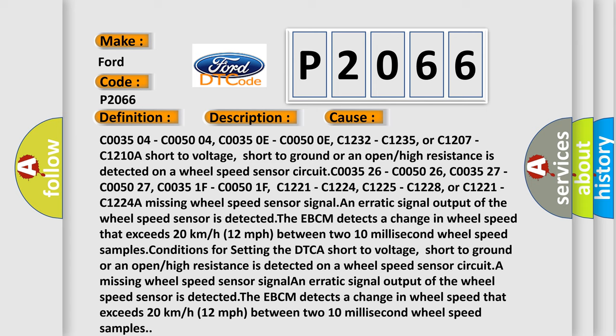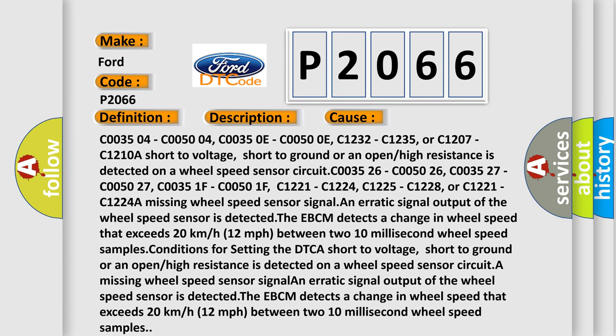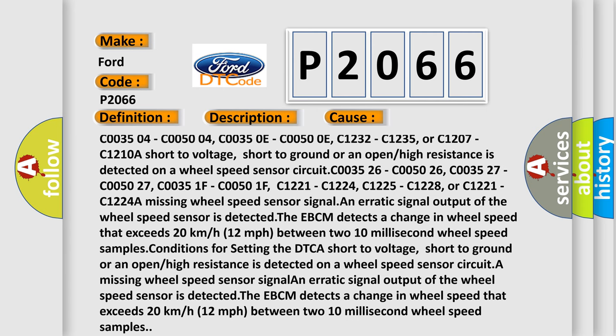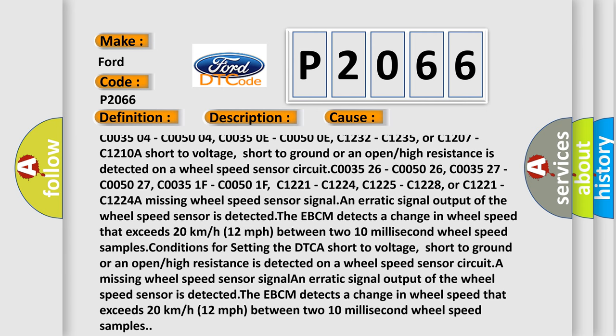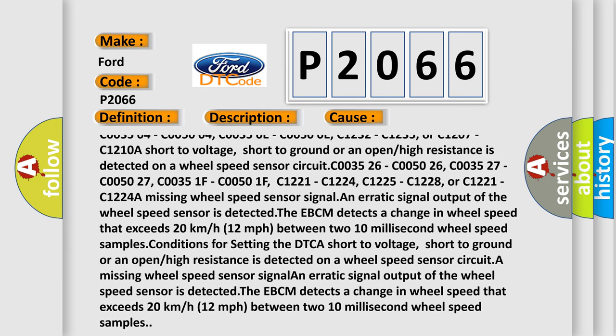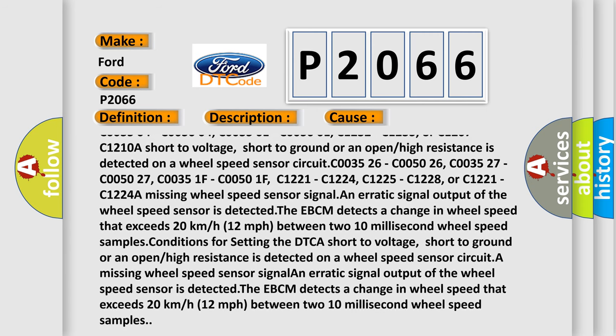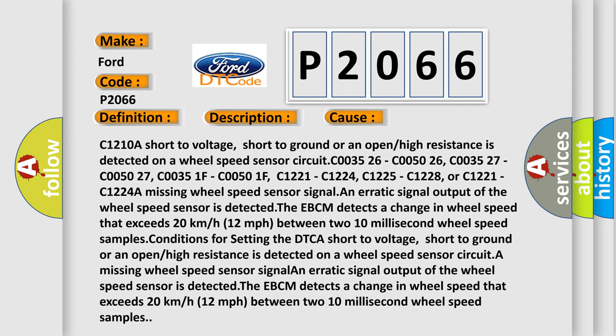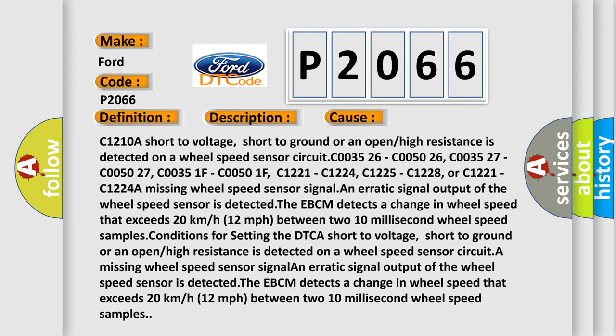C003504, C005004, C00350E, C00500E, C1232, C1235, or C1207, C1210. A short to voltage, short to ground, or an open or high resistance is detected on a wheel speed sensor circuit.